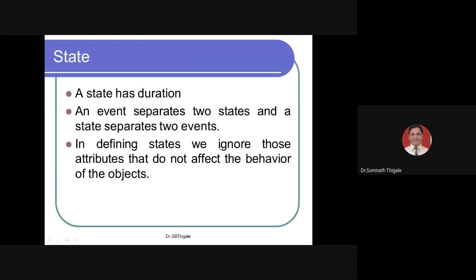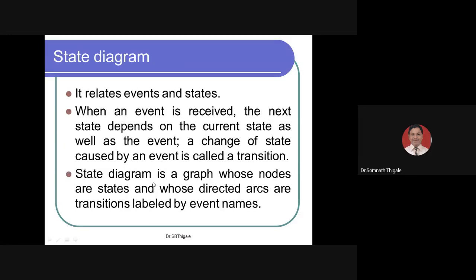In defining states, we ignore those attributes that do not affect the behavior of objects. So simply focus on those particular events only. And a collection of such states, the different states represented in one diagram, we will call one state diagram. Yesterday I just tried to show you a simple state diagram.